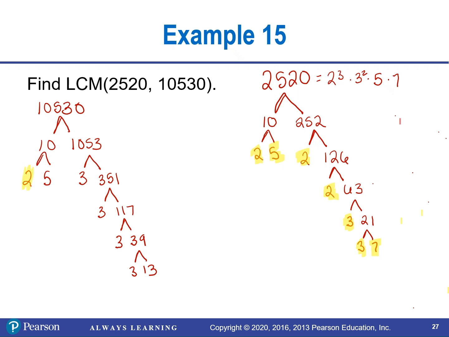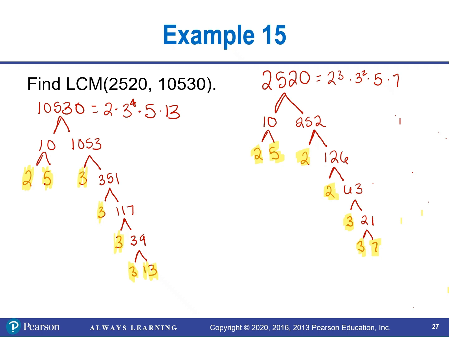So I've got 1 2, 4 3s, 1 5, and 1 13. So 10,530 is 2 times 3 to the 4th power times 5 times 13.